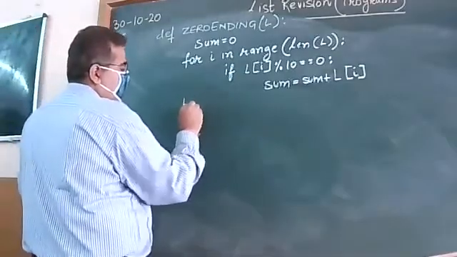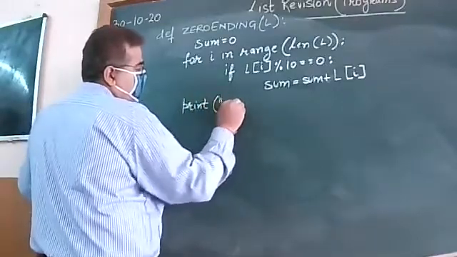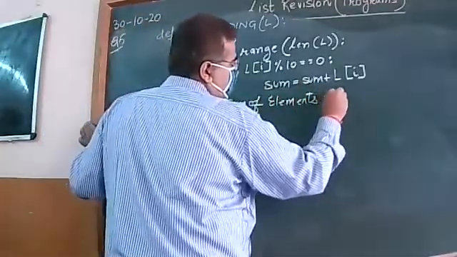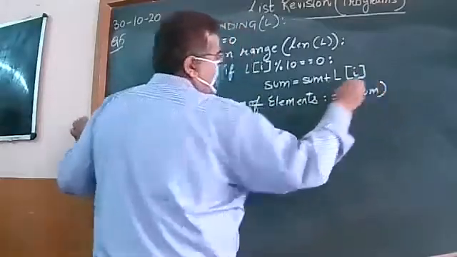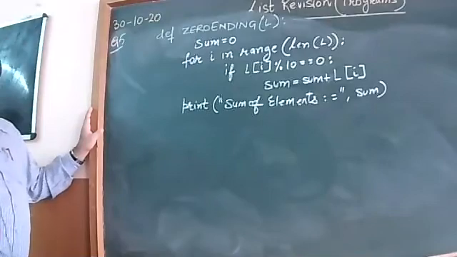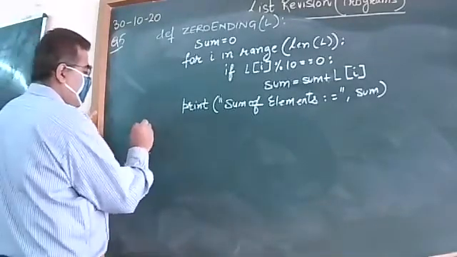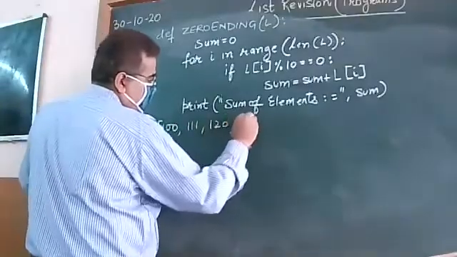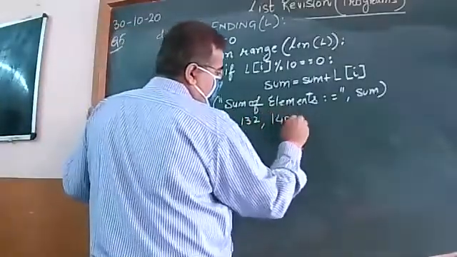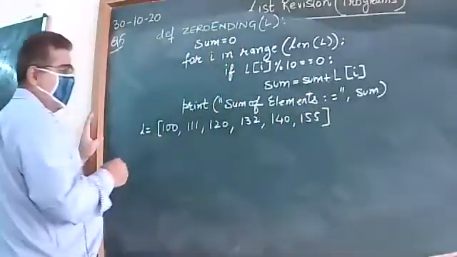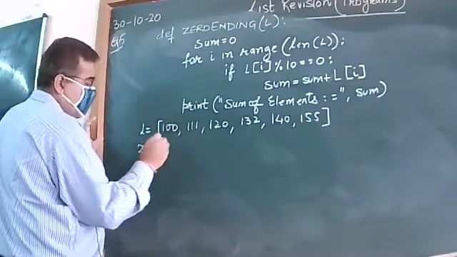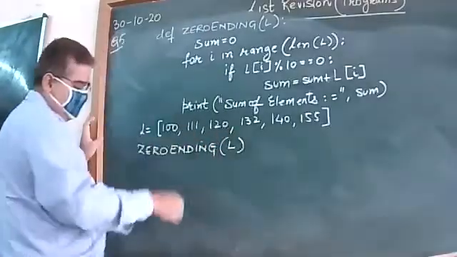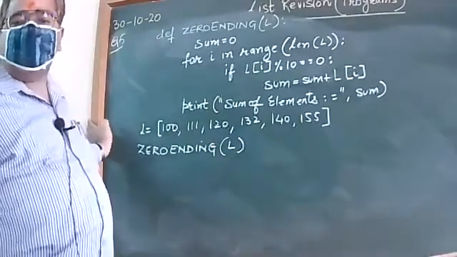And finally, I print the sum. Right? Here you can create your list, and you can call this function and pass your list as parameter.